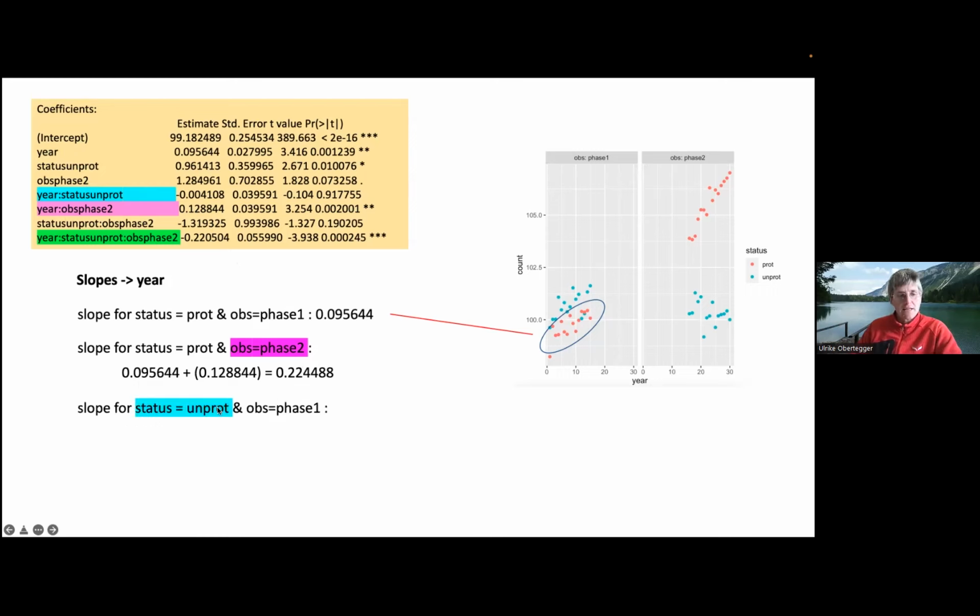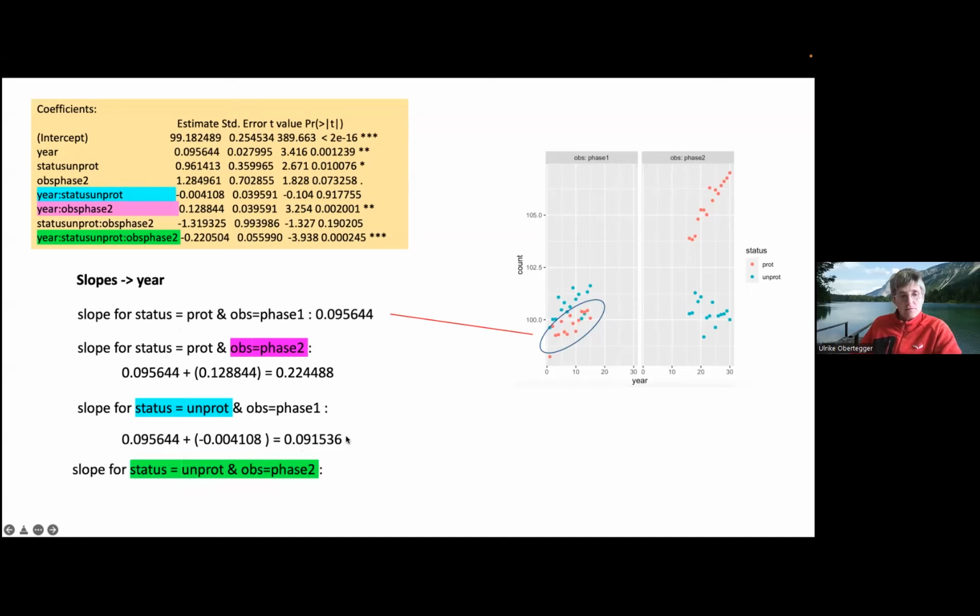When we change only the status, that means the baseline is for status protected, but we want to have status unprotected. The observation phase remains the same. So again, we take the year slope, and we add the difference. In this case, the difference is negative, but a plus and a minus stays minus. So this is then a subtraction, and you get this slope.